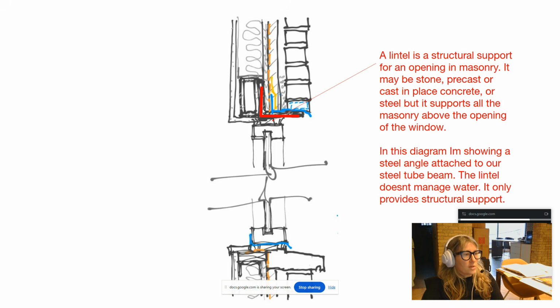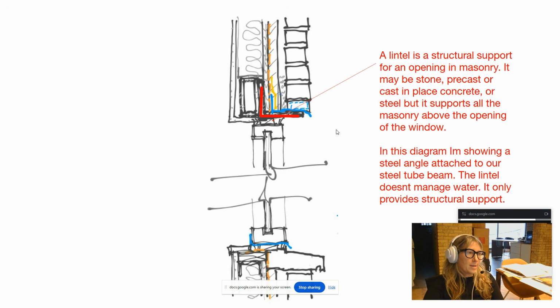A lintel is a structural support for the masonry above an opening. So you could have that be steel, like I'm showing here. This is a tube steel beam at the head of the window that then has an angle attached to that tube steel, and it kind of kicks out its leg to support this masonry above the opening, right? Otherwise, this would fall down. But this could also be cast in place concrete. So if this was backup CMU, you could cast a beam in here.